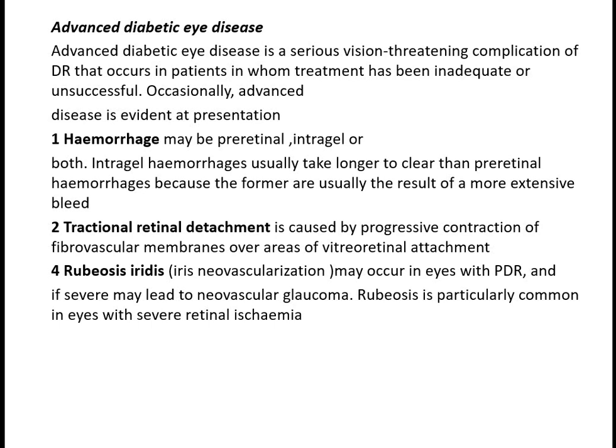And the last condition is rubeosis iridis. There's abnormal blood vessels on the iris, and if severe may lead to neovascular glaucoma. Rubeosis is particularly common in eyes with severe retinal ischemia.